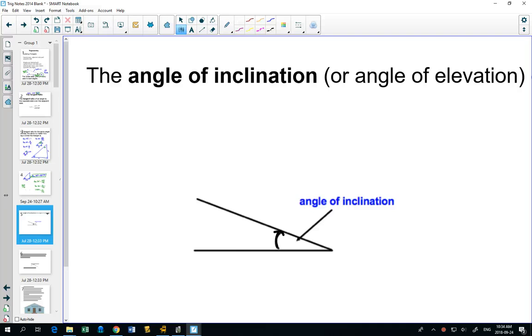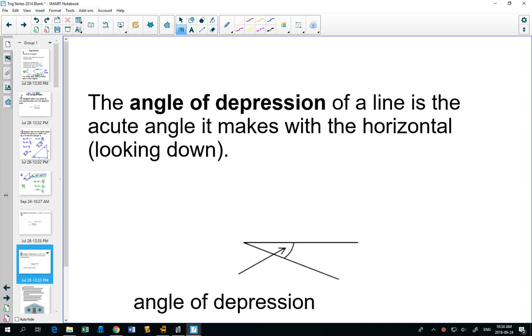And then we also have a definition of an angle of depression. I'm going to put an arrowhead here. This is when you start looking straight out, horizontal, and then look down. That would be an angle of depression. So again, I put the arrowhead on this angle to show that it's starting from the horizontal one going down. That would be an angle of depression.